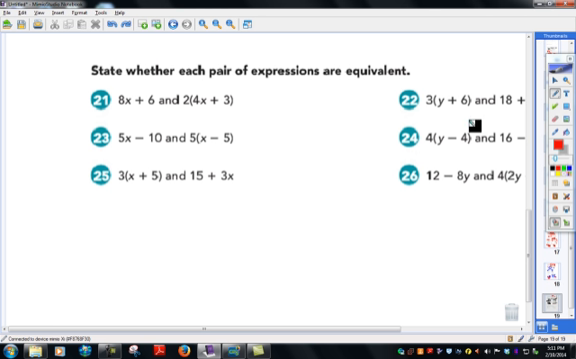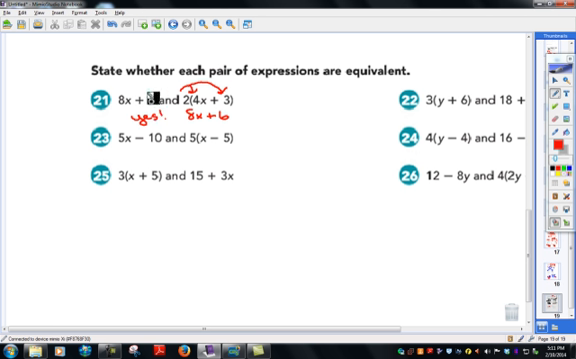This is where it gets a little bit more fun, using the distributive property to expand these. So I've got to expand these using distributing. 2 times 4x would be 8x. 2 times 3 would be 6. Are they equal? Absolutely they are.